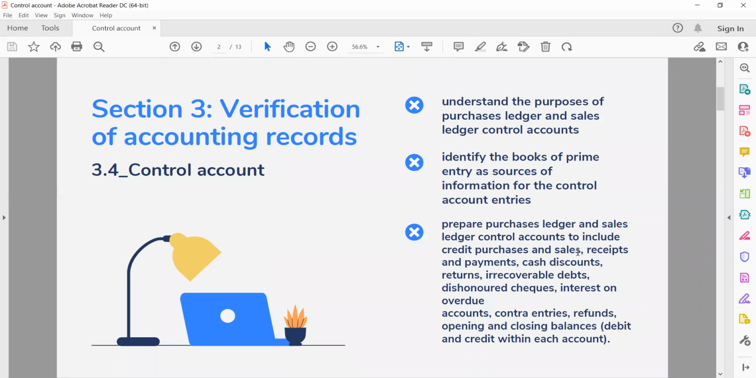and the sales ledger control account to include the credits, purchases, sales, and so on. This is the item that we need to put into the control account. So we go through the slide first.